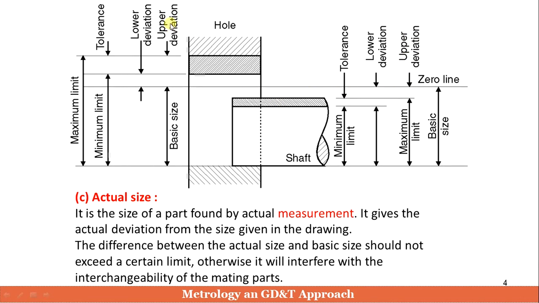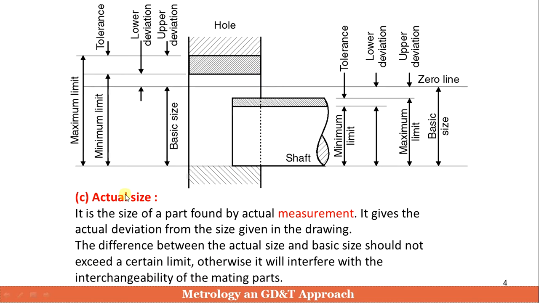Similar case over here. The maximum limit for the hole is this one and the zero line is over here. So this distance we call the upper deviation. Vice versa, we have lower deviation: the lower limit distance to the zero line. This gap we call the lower deviation. And one important term, the difference between the two component sizes, we call the allowance. It may be positive or negative.